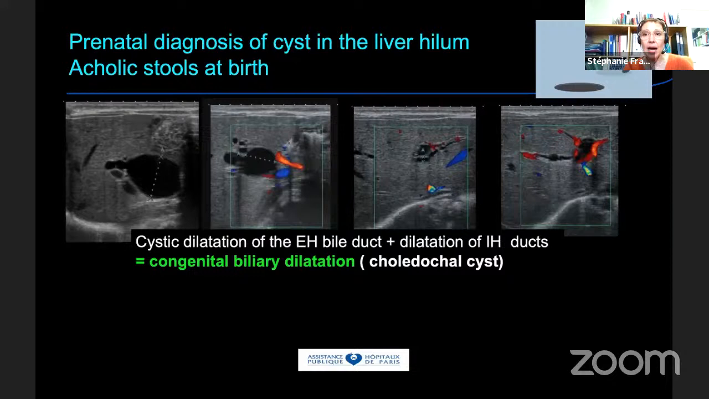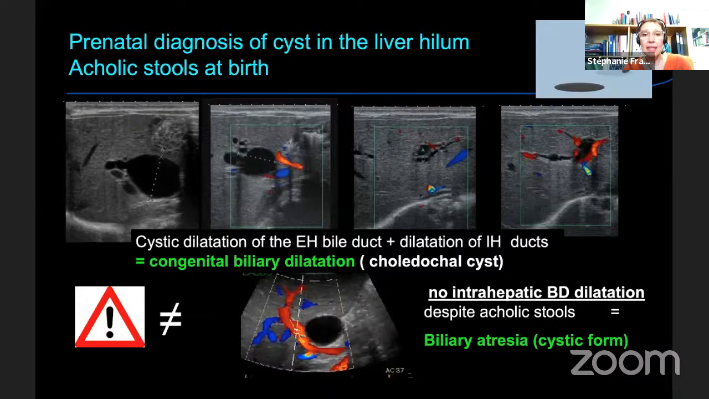Another kind of obstruction is a prenatal diagnosis of a cyst in the liver hilum in a baby who has acholic stools at birth. You see here the cystic dilatation of the extrahepatic bile duct, but also the dilatation of the intrahepatic bile duct. So this is a congenital biliary dilatation, what we used to call choledochal cyst. And the main pitfall in this topic is to make the difference with that kind of presentation, exactly the same prenatal diagnostic, acholic stools at birth, but that time you have the huge cyst in the liver hilum, but no intrahepatic bile duct dilatation, and this is biliary atresia.